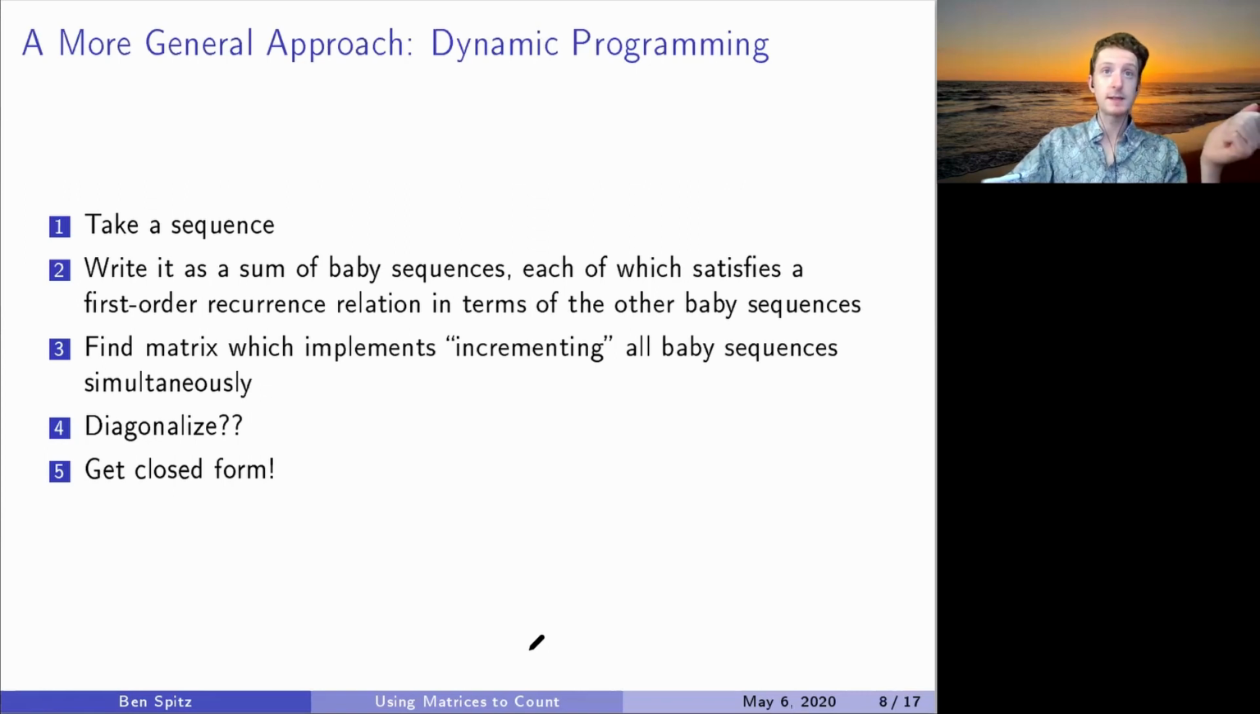Instead, what we're going to do is take our sequence and split it up as a sum of what I'm going to call baby sequences. I don't know what the right word is. And then we're going to split it up in a clever way so that these baby sequences have nice first order linear recurrence relations in terms of each other. If this doesn't make sense yet, don't worry, we'll go and do examples. And then we do kind of the same thing. Once we have all these baby sequences, we find a matrix that increments all these baby sequences, and then we diagonalize that matrix, and then we do some explicit matrix computations, and we get a closed form for the answer. And so again, there's a diagonalizability concern. Maybe our matrix wasn't diagonalizable, but matrices probably are diagonalizable when you encounter them. So it's rarely an issue.